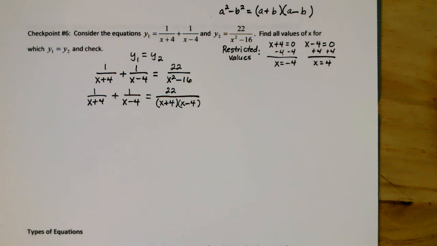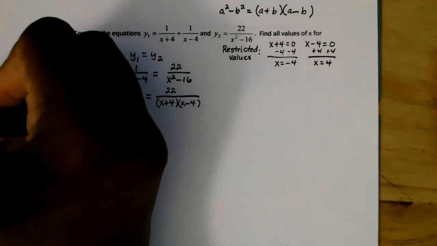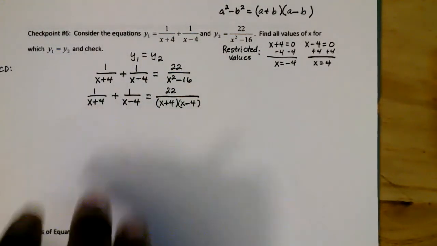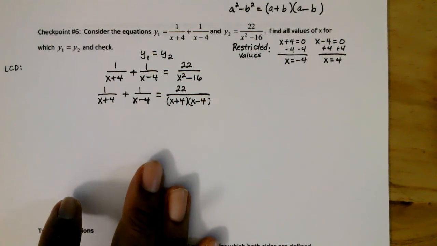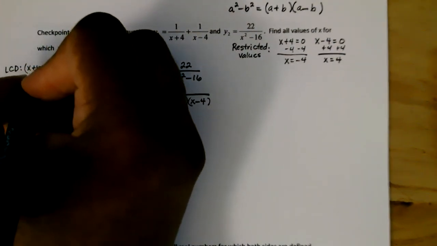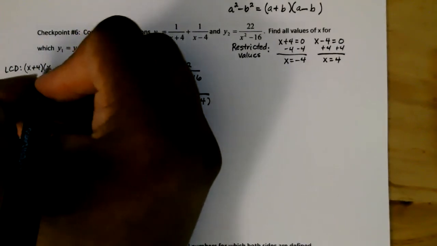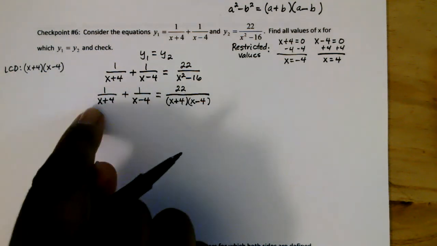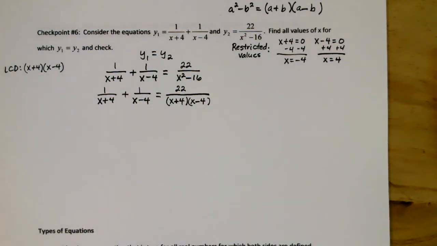And now I need to find out what the LCD is going to be. Let's see. I'll write this over here. I only got x plus 4 and x minus 4. So the LCD will have to be x plus 4 times x minus 4. Has to be. Now I'm going to use that to multiply each and every term in this equation by that LCD.